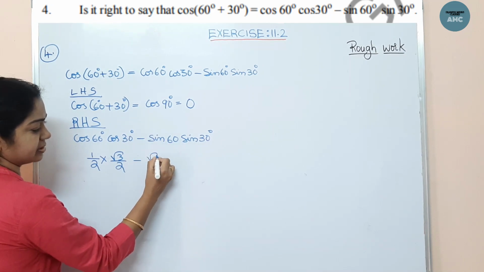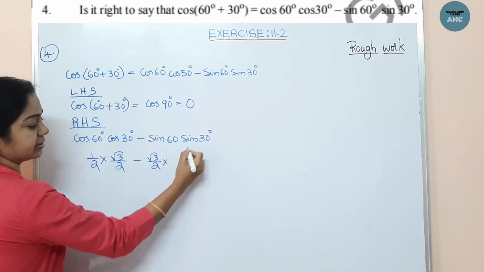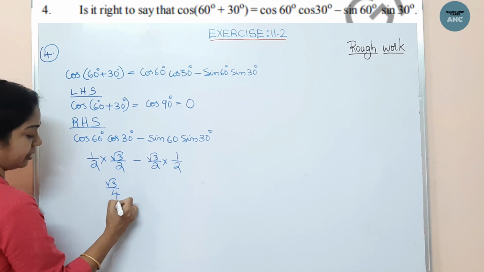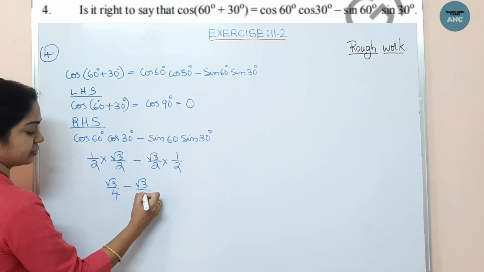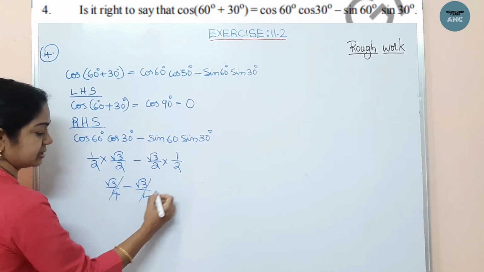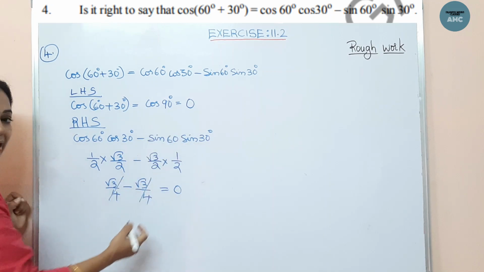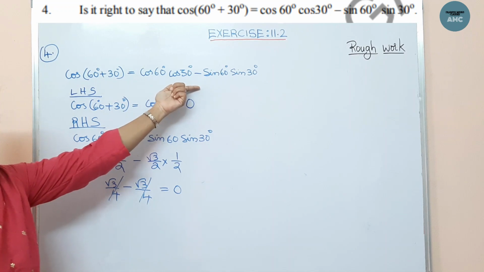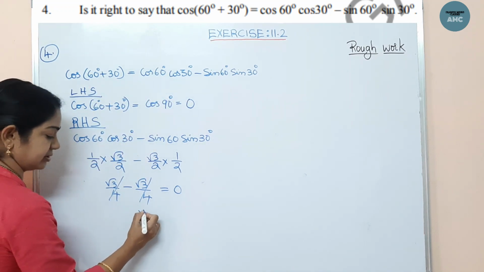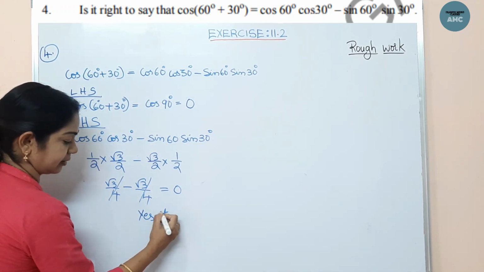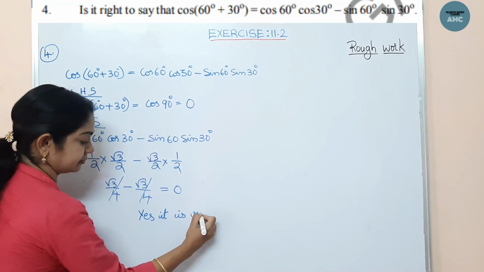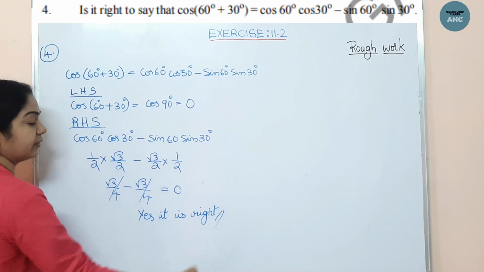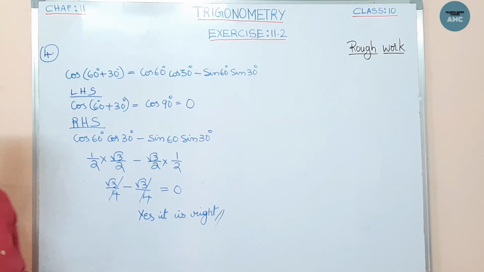Now sine 60 degrees is root 3 by 2, and sine 30 is 1 by 2. Let's do the multiplication. Root 3 by 4 minus root 3 by 4. So clearly plus and minus get cancelled. It comes to 0. So we got RHS also 0. That means, is it right to say this is equal to this, as given? So yes, it is right. Or else you can write the equation again. Quickly pause the video and note it down, students.